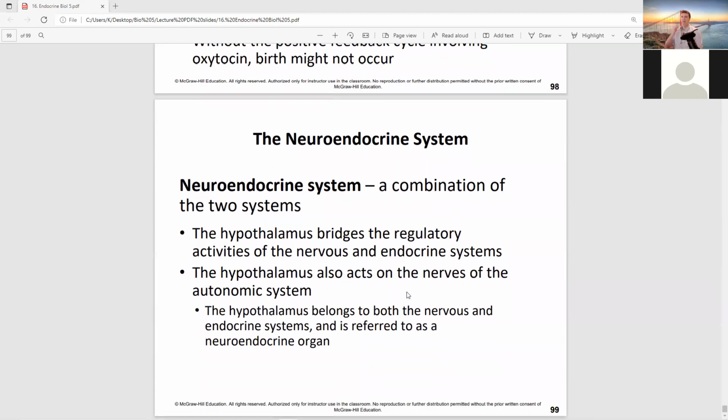So the neuroendocrine system is a combination of the two systems. We have the hypothalamus, which bridges the regulatory activities of the nervous and endocrine systems. The hypothalamus also acts on the nerves of the autonomic system. The hypothalamus belongs to both the nervous and endocrine systems and is referred to as a neuroendocrine organ.